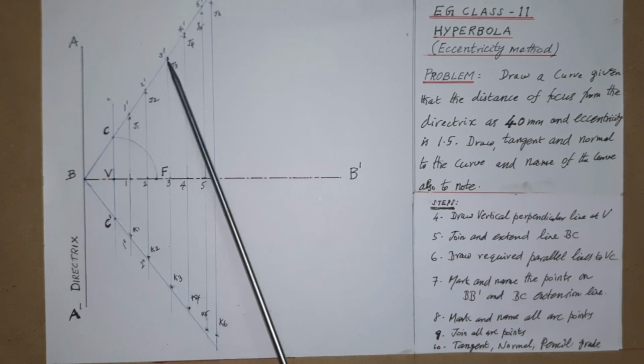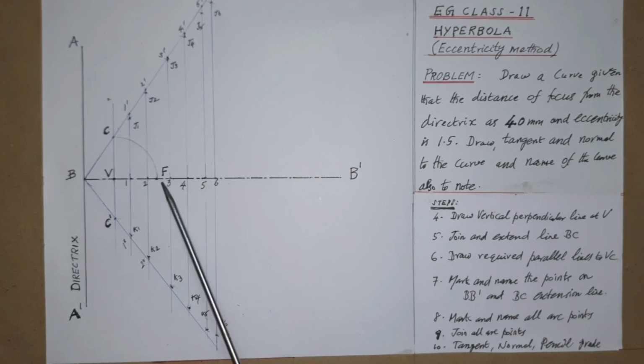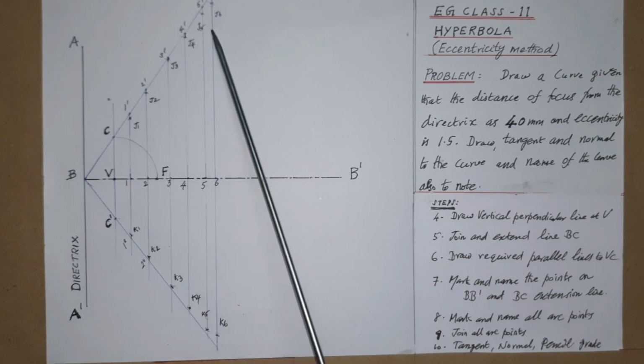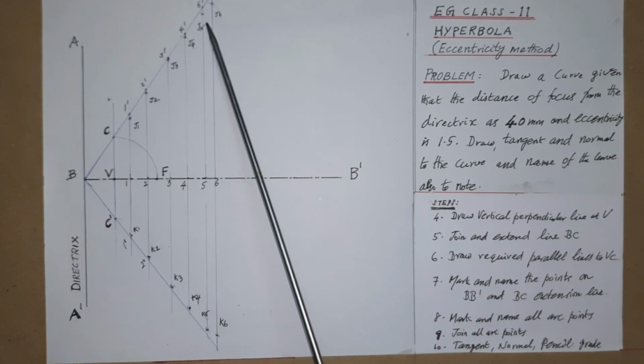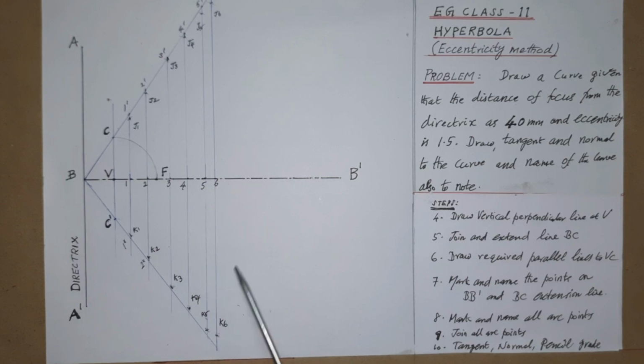Then for 3, also in the same way. Next to 4, next to 5. For example, the 5 and 5 dash distance is taken on the compass, and keeping F as center, mark one arc above the axis line and name it J5, and one arc below the axis line and name it K5. Similarly 6, and also further if required. So likewise we have to mark all the points required for the hyperbola.